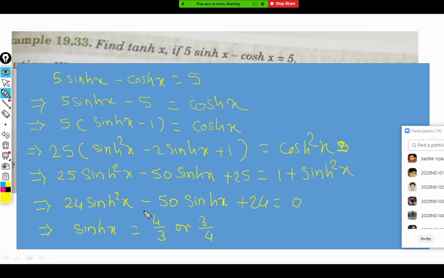Okay, once you get this as 4 by 3 or 3 by 4, we have this formula. How to get cosh x then? Already we use here 1 plus sinh square x. It is a square root of 1 plus sinh square x.